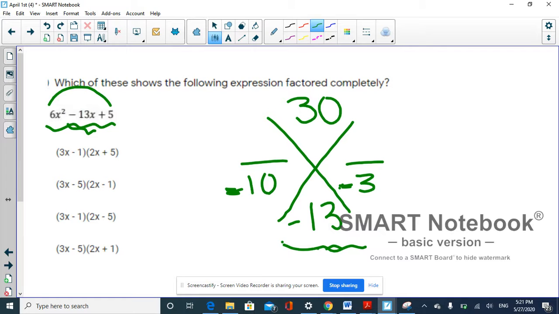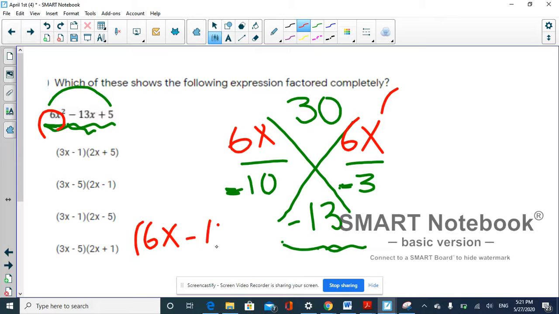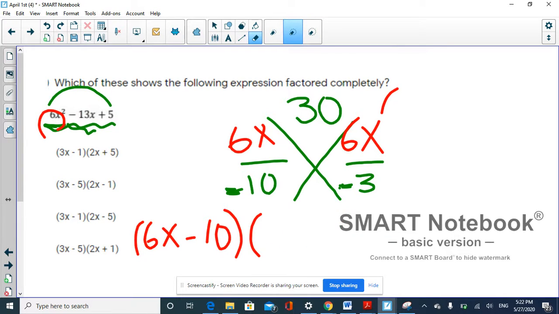Okay? And we will put up here the first term without the power. That means we'll put 6x up here and 6x here. Now what are the two factors we have? Okay, I will write it here. 6x minus 10 times, one minute. Okay, 6x minus 10, and the second term is 6x minus 3.